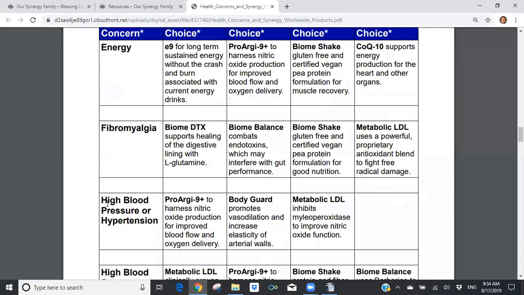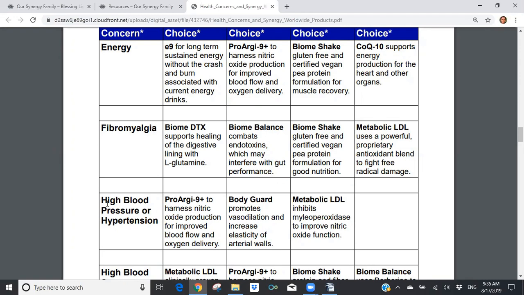High blood pressure, Progenate Plus. Again, it's not going to address every high blood pressure issue because there can be some other underlying causes of high blood pressure. But typically, most blood pressure issues are due to lack of nitric oxide, which then causes lack of vasodilation. So you have restricted blood flow. Restricted blood flow then causes high blood pressure.